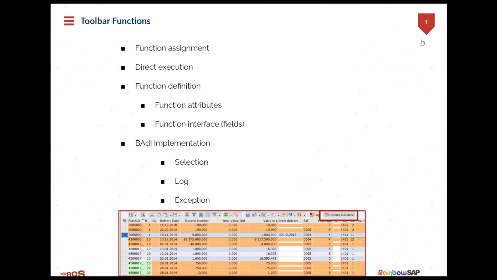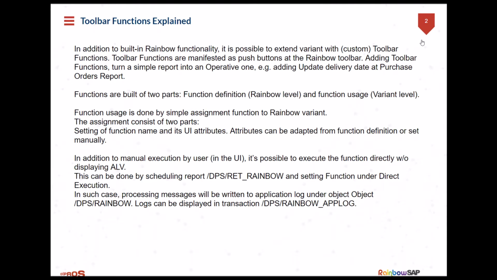In this video, we are going to present to you the Rainbow Toolbar function. This powerful feature allows one to define an interface to a needed functionality and to code that functionality using business add-in body. The Toolbar function button could be thereafter incorporated into any Rainbow report.